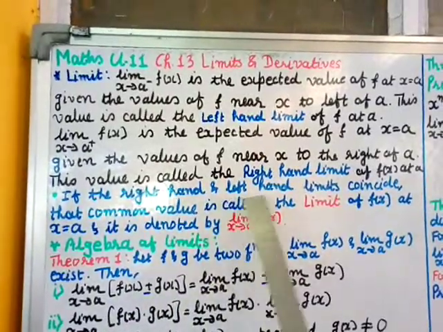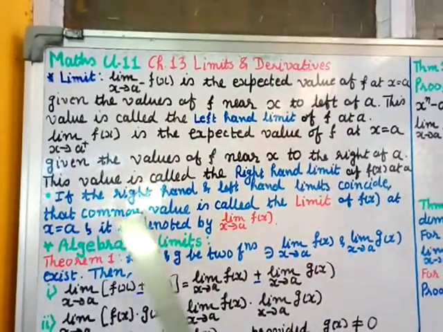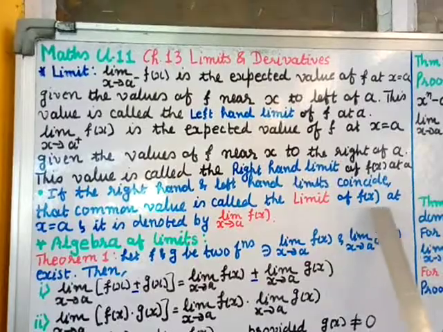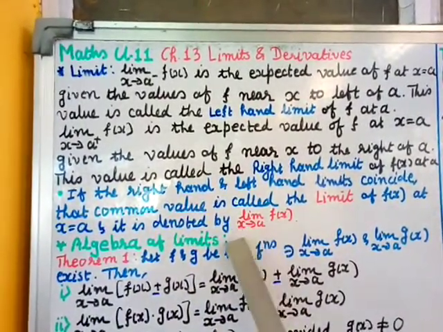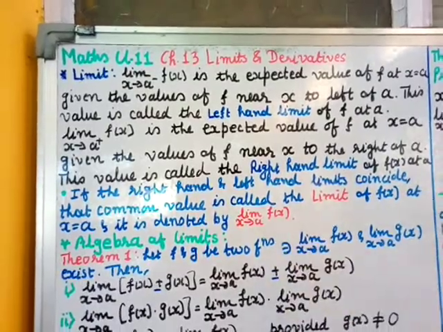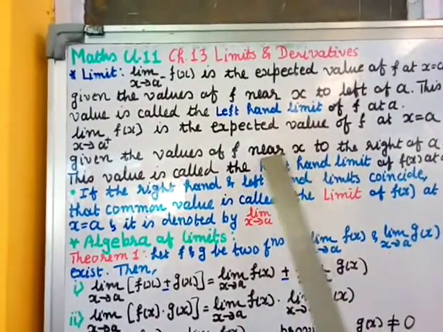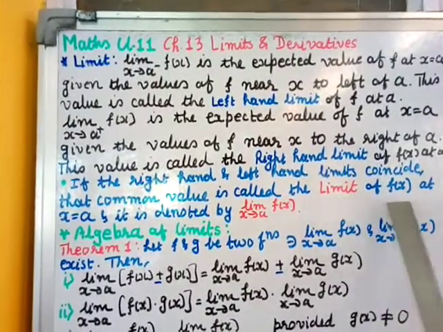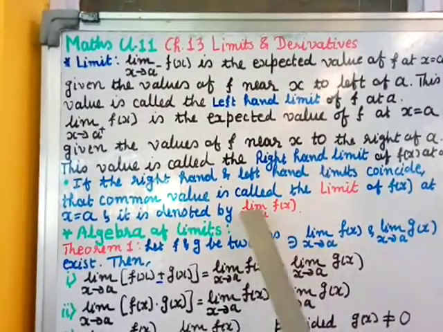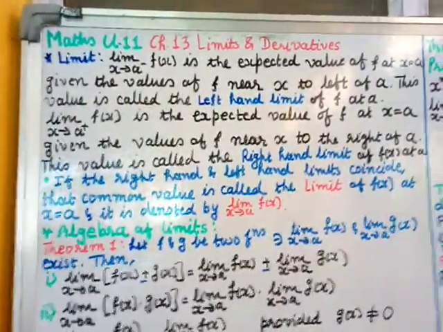If the right hand and left hand limits coincide, that common value is called the limit of f(x) at x equal to a, and it is denoted by limit x tends to a f(x). So suppose the left hand limit and the right hand limit are coinciding, that common value we call the limit of a function, and it is denoted by limit x tends to a f(x).